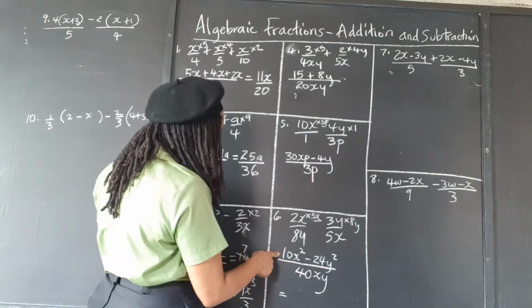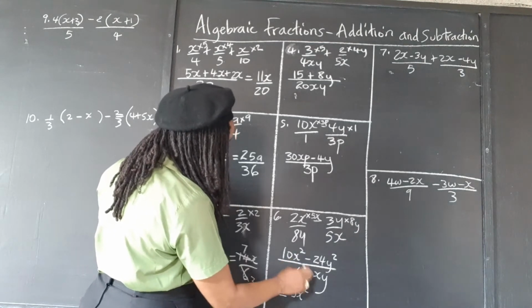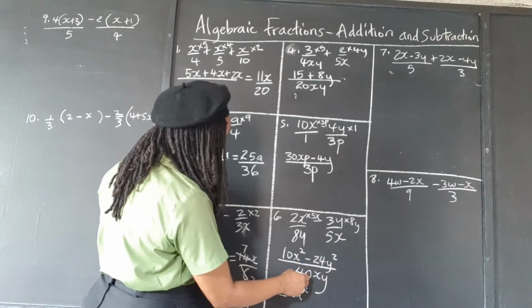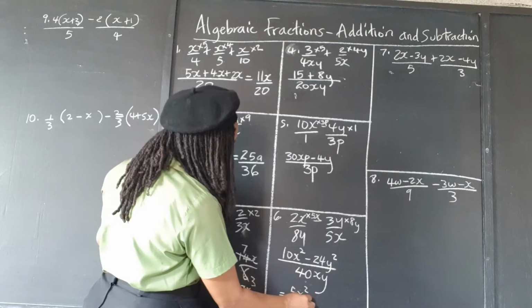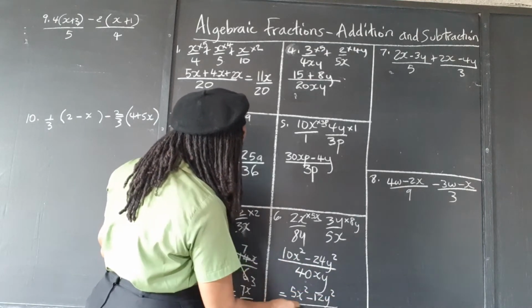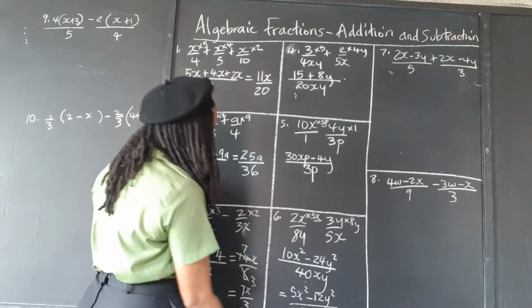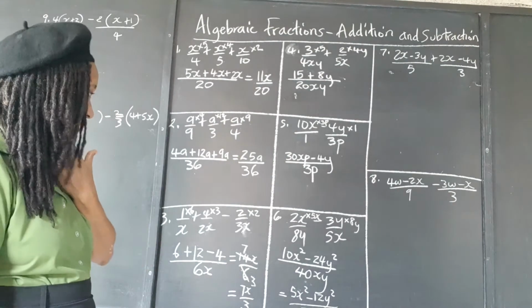Now these terms can be reduced because each term can be cancelled by 2. So 2 goes into 10 5 times. The x's aren't common, so we can't cancel the x or the y's. 2 goes into 24 12 times, and 2 goes into 40 20 times. And we write back the variables because they cannot be reduced.